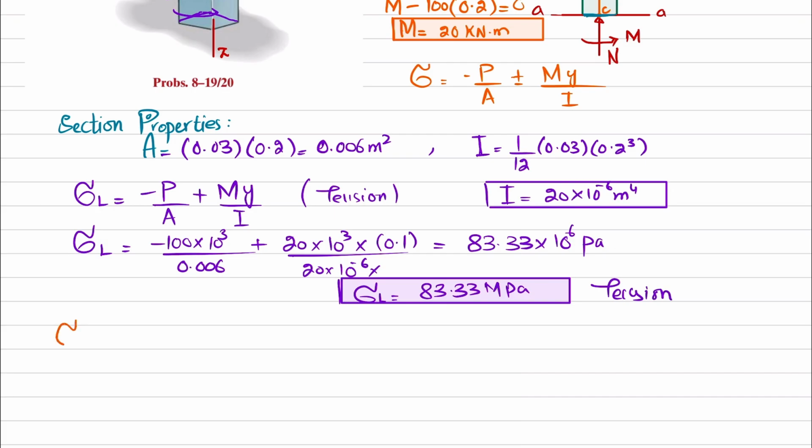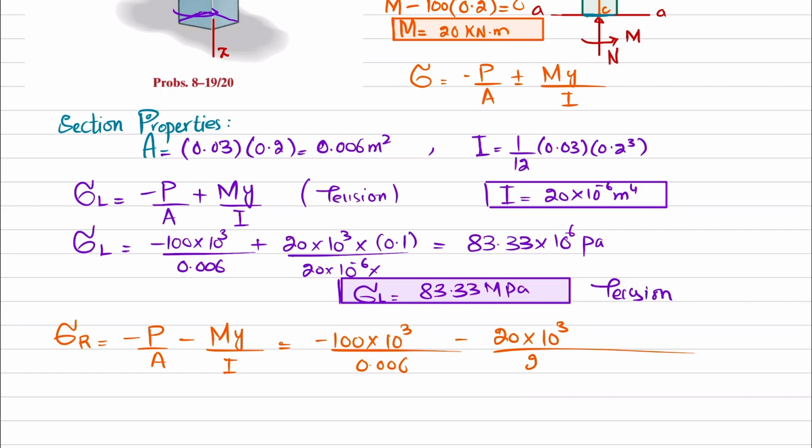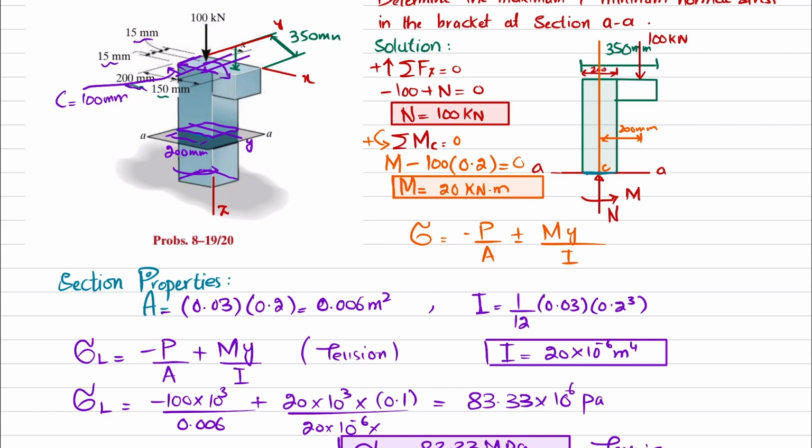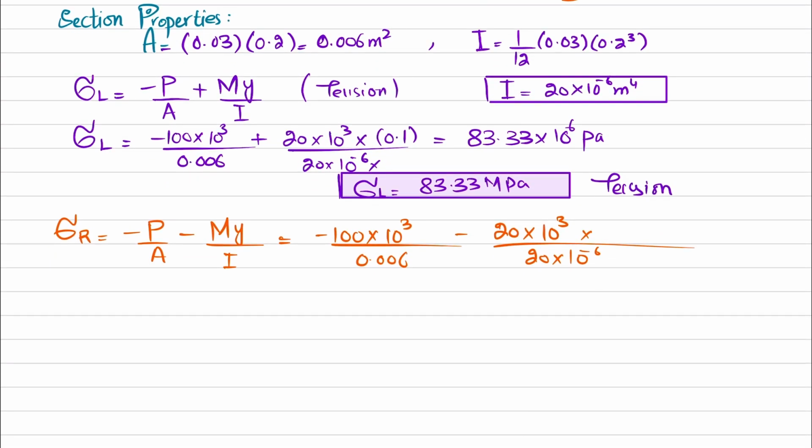Now we will move towards sigma R, which is in compression, so it will be equal to minus P divided by A minus M into Y divided by I. So put the values. Minus 100 into 10 raised to power 3 is the value of P. A is 0.006, minus M is 20 kilonewton meter. So 20 into 10 raised to power 3 divided by I, which is 20 into 10 raised to power minus 6, and C. Now from this portion till this is C, and this C is again 100 millimeter from the neutral axis, which is 0.1 meter.